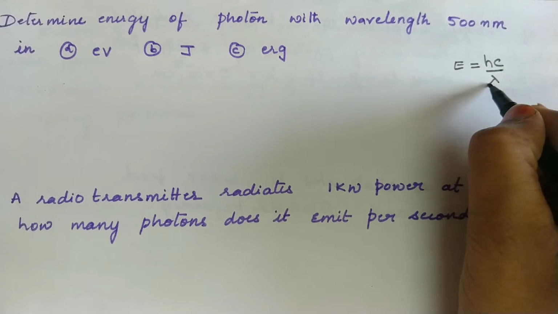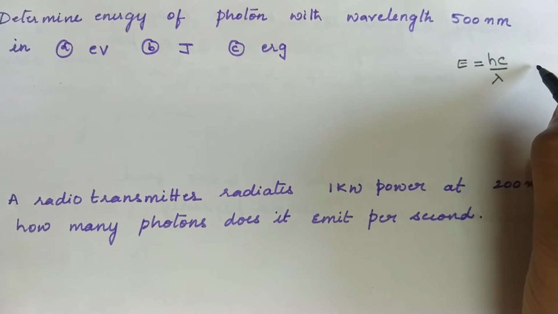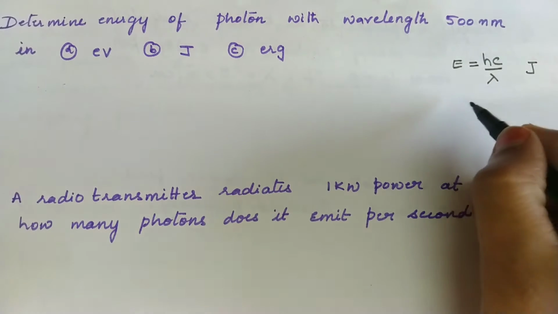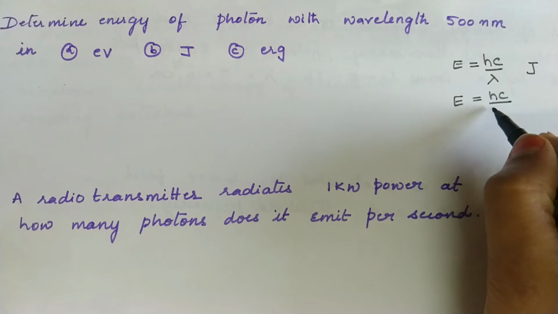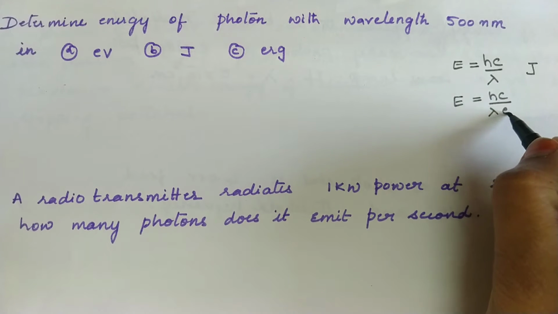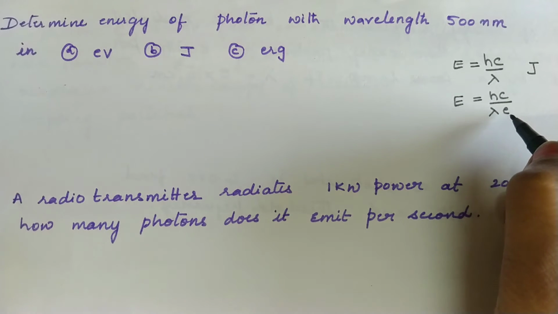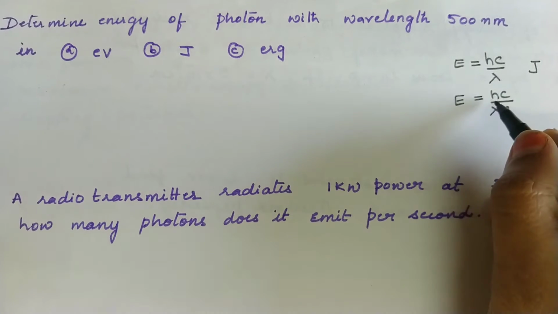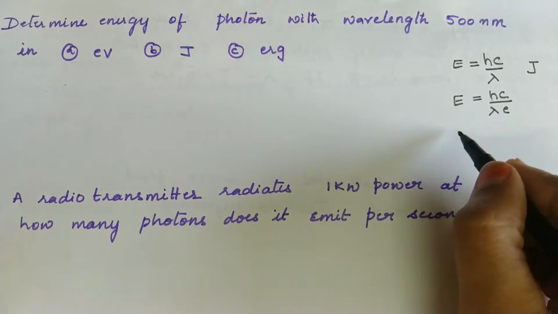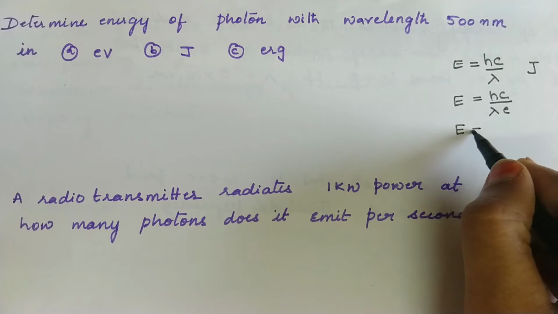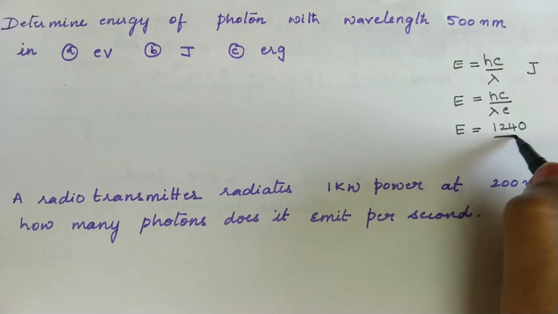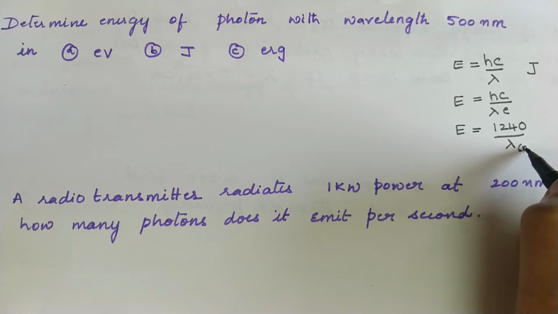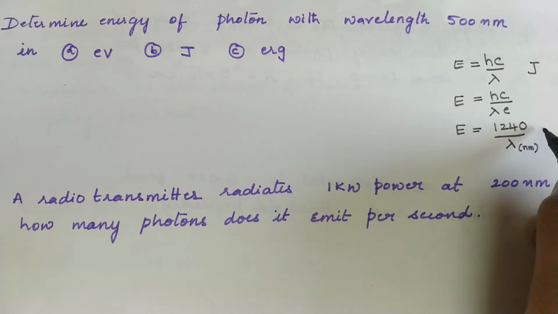hc by lambda. But this will give the answer for energy in joules. If you want the answer in electron volts, E is equal to hc by lambda divided by e, that is 1.6 into 10 power minus 19. When you put the value of hc and e, you can remember this relation, which is quite helpful. We get this value as 1240 by lambda, where lambda should be in nanometer. Then you get the energy in terms of electron volts.